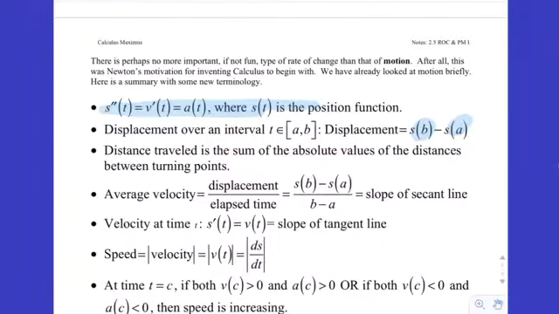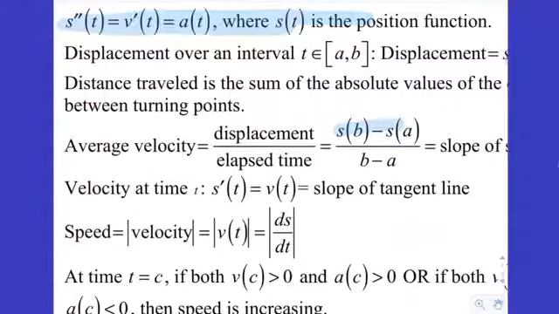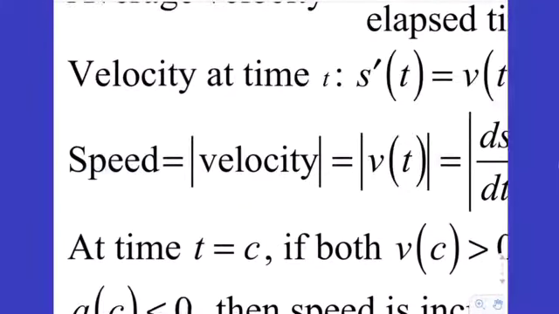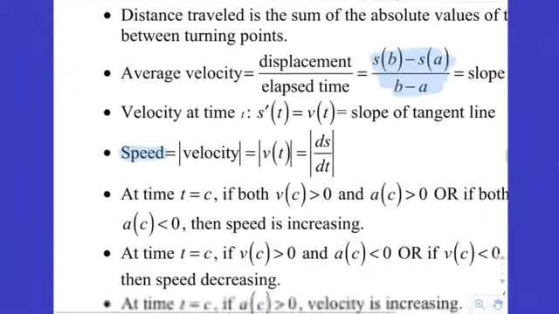Average velocity is going to be the displacement over time. It's the difference quotient. It's the slope of the secant line of the position graph, whereas the instantaneous velocity is the derivative. Speed is not a vector. It's a scalar quantity. So speed is the absolute value of velocity.